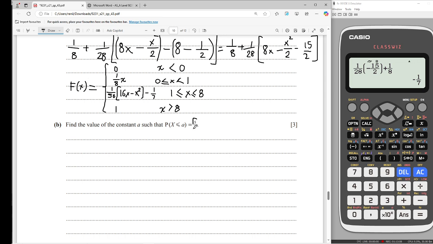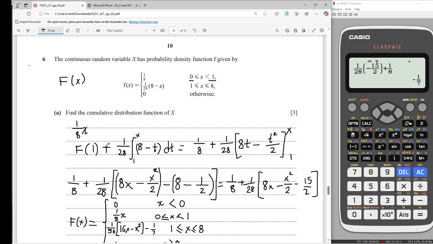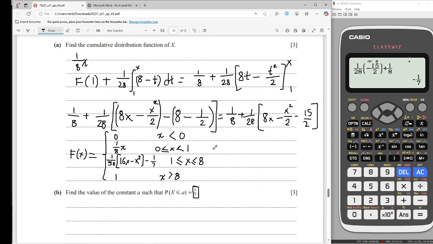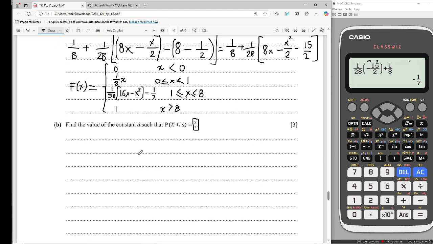Okay, so first of all, the probability is 5 by 7. That means that our first function of CDF, 1 by 8x, when you plug in 1, you get 1 by 8. That is clearly lower than 5 by 7. That means that this probability will lie in the second function, which means, in other words, 1 by 56 16x minus x squared minus 1 by 7 is going to be equal to your 5 by 7, right?